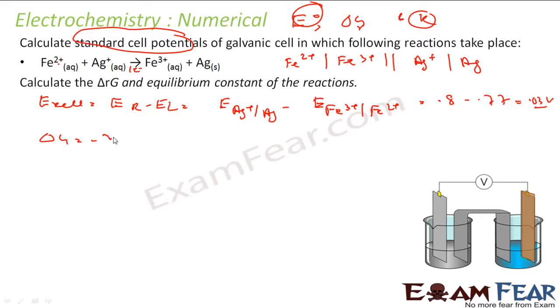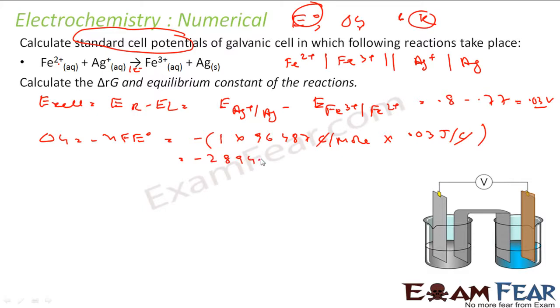Delta G is minus n F E naught. n is 1 electron. F is 96487 coulomb per mole, and E is 0.03 volt, that is joule per coulomb. This gets cancelled. So we get minus 2894.61 joule per mole. That is the answer. If you want, you can say minus 2.8 kilojoule per mole.